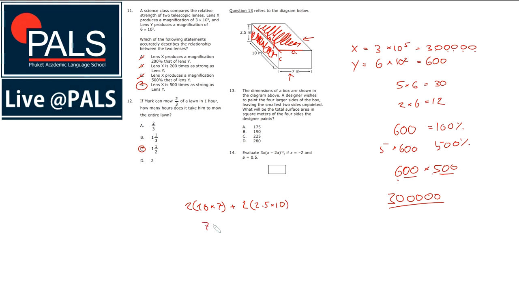7 times 10 is 70 times 2, plus 2 times 25. 2.5 times 10 is 25. That is 140 plus 50, which is 190 square meters. That's B.